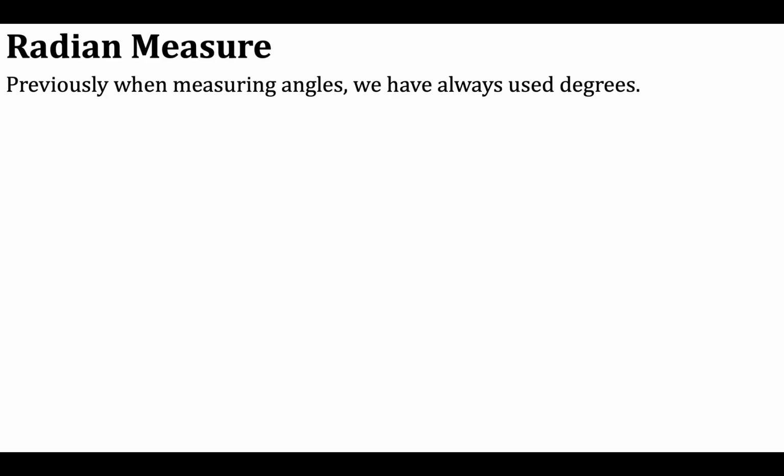So radian measure, like I said, we've always measured angles in degrees before. We've used a protractor to do that lower down the school, and we've always used degrees when we've been looking at trigonometry before. But we can now use radians as well. So radians are just another unit of measure for angles.